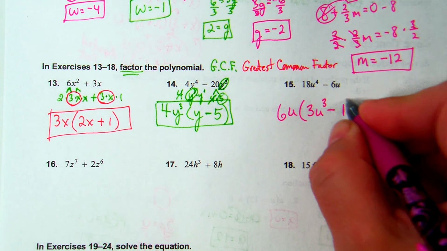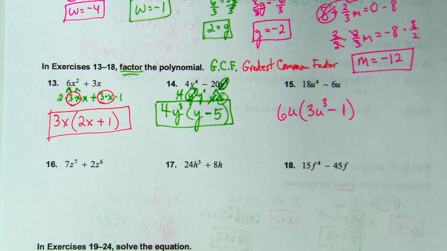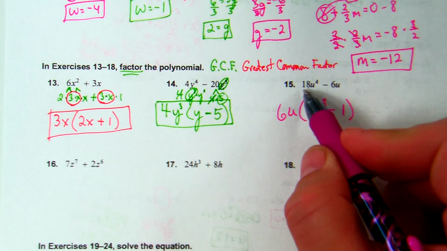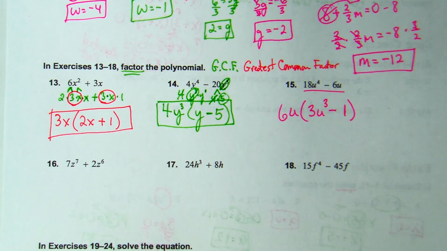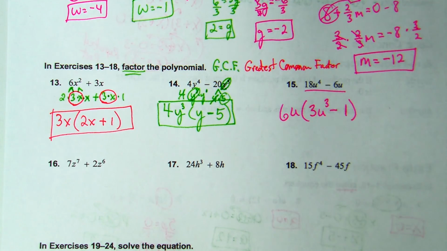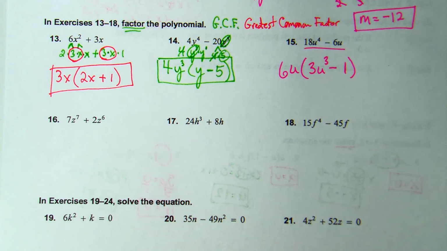A 1. Exactly. And like I said, we can always check these, because I can take this and multiply it back in to see if I get the answer up here. Okay? And that would be 18u to the fourth minus 6u. All right, number 16. We should be starting to get the hang of this.